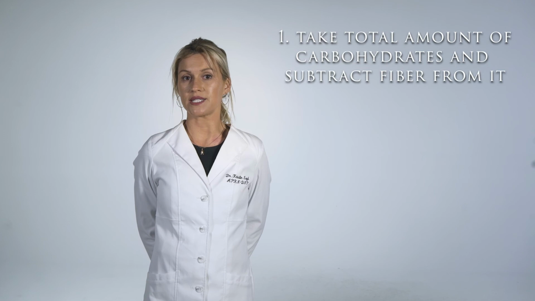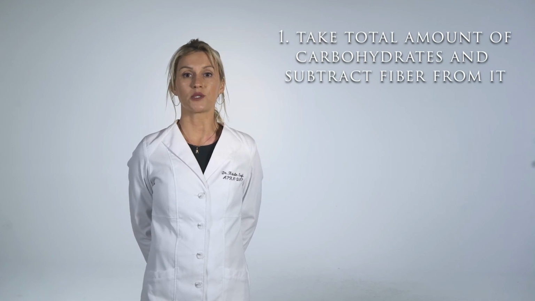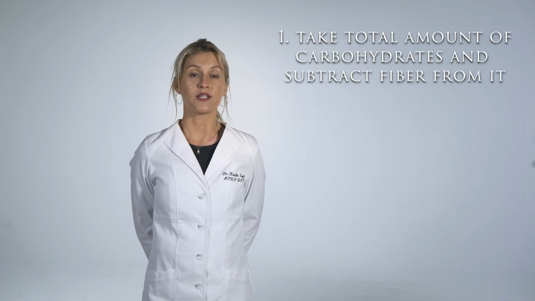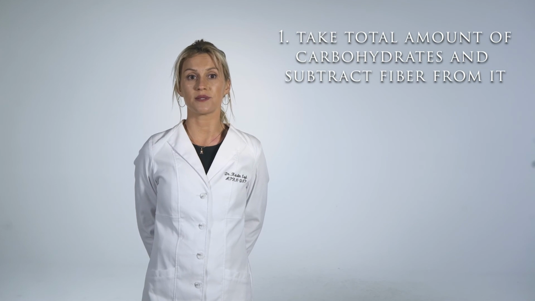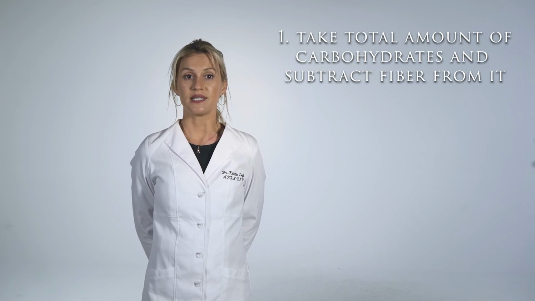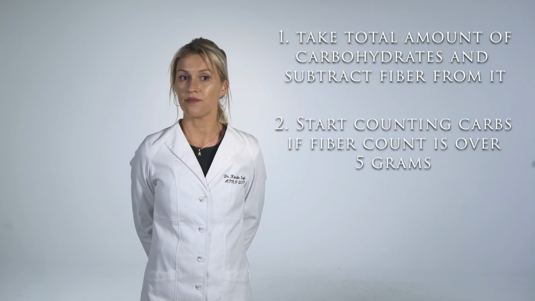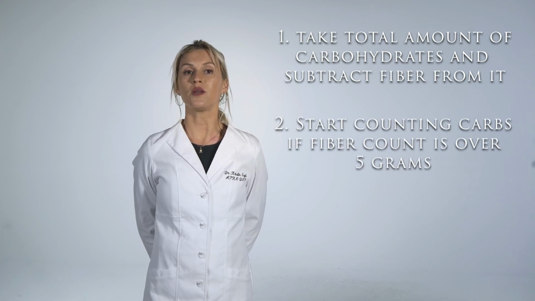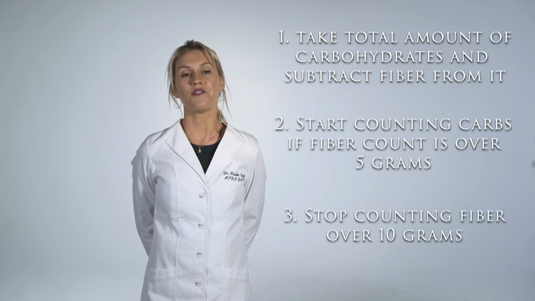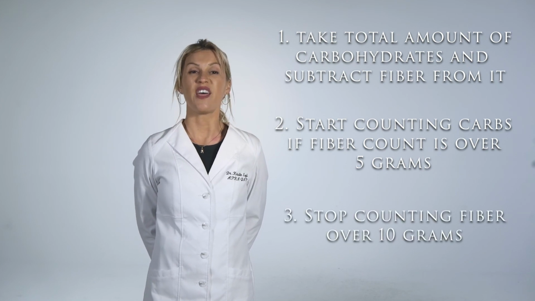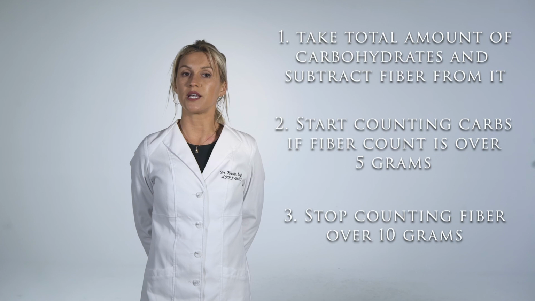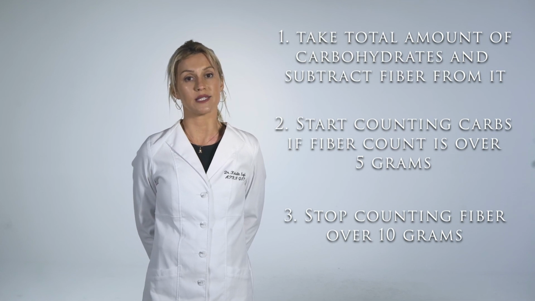Finally, for the highlights of counting fiber in your carbohydrate count. First, take the total amount of carbohydrates in a serving and subtract the fiber from it. This will give you your net total carbs. Second, you will start counting carbs if the fiber is over 5. And third, you will stop counting fiber if the fiber is over 10. And this is more applicable to a person with diabetes that is actually using insulin.